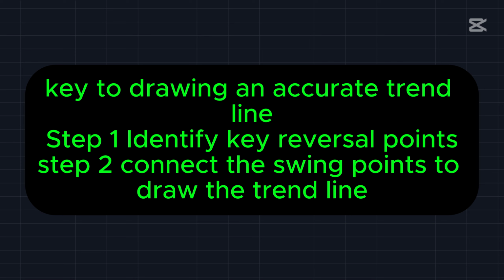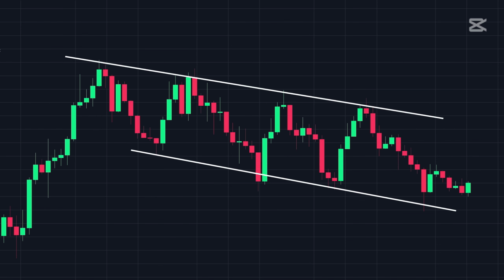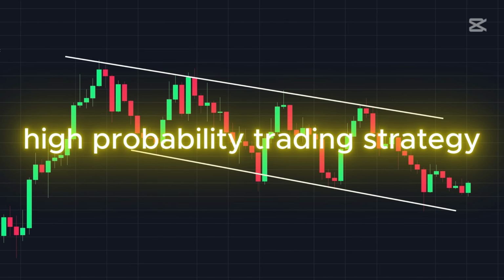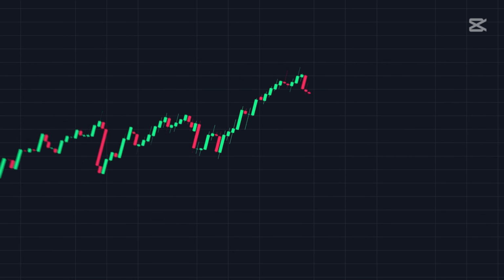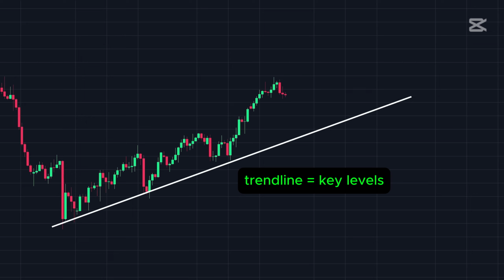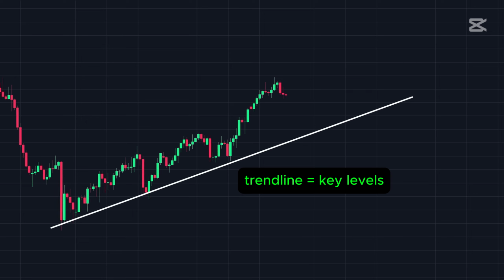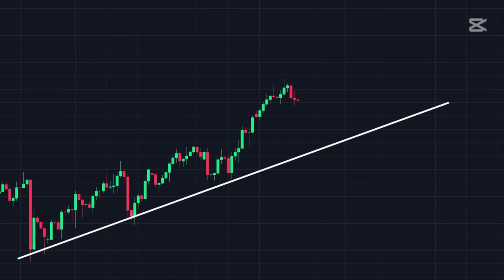Don't worry if you don't get it right the first time, because the more you practice, the better you will become. Now that you know how to draw a trend line correctly, I will reveal a high probability trading strategy that I use. The principle of this strategy is to view the trend line as an important support and resistance level.